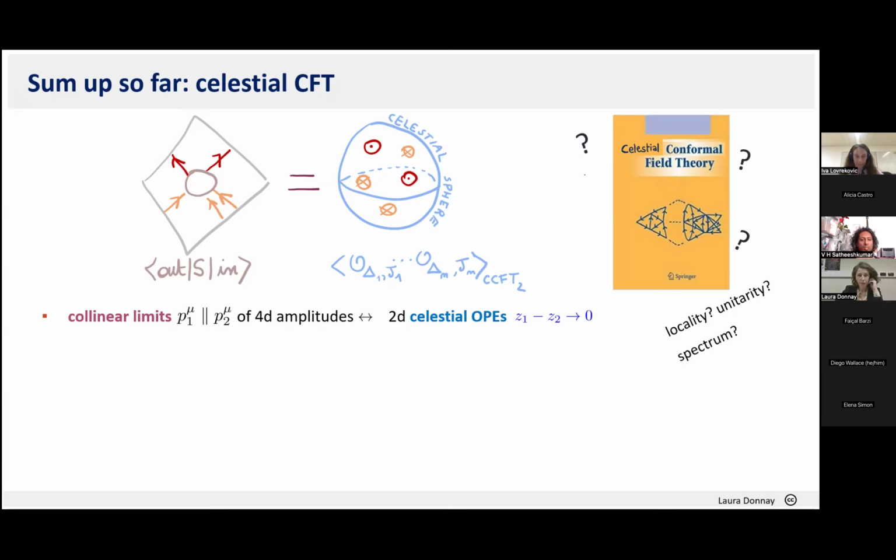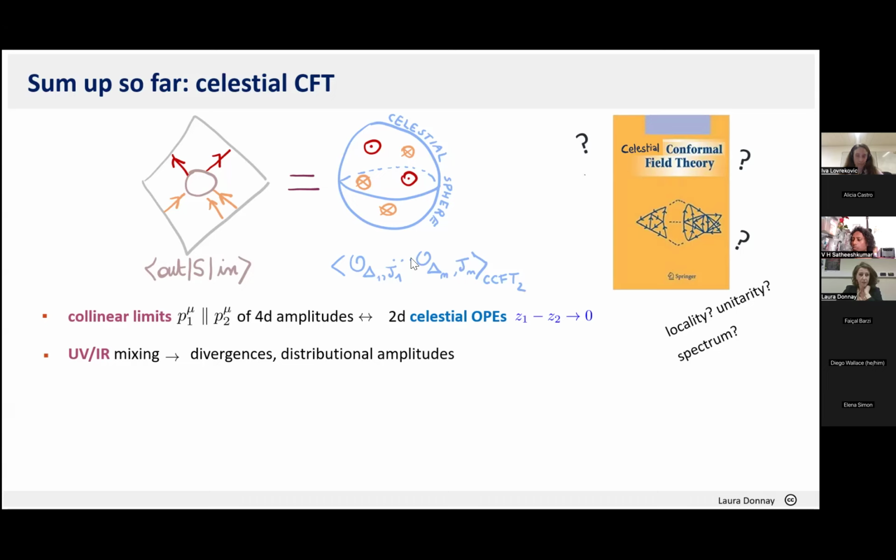So far what I've told you is that you recast everything on the celestial sphere. You might question why it's a good idea, but I was asked to talk about celestial holography, so this is what celestial holography is about. And what we have seen together is that the collinear limit in the bulk gives you a 2D OPE in celestial CFT. This is actually a nice feature.